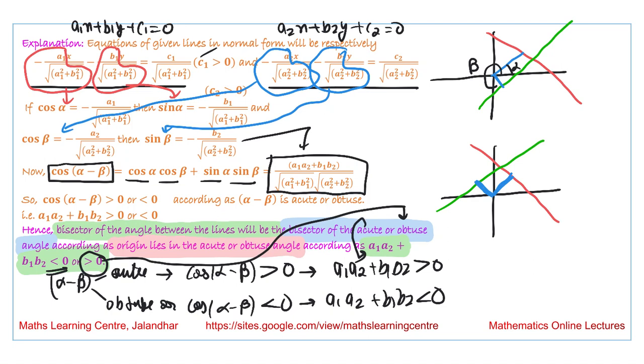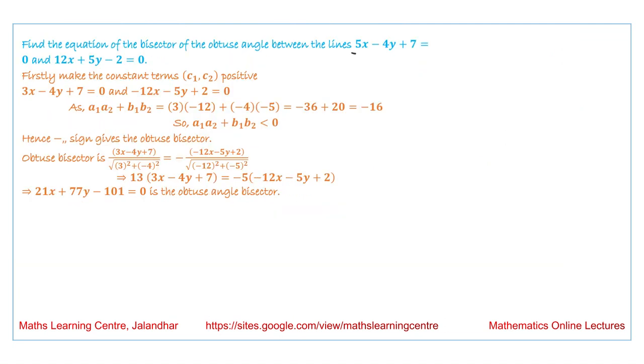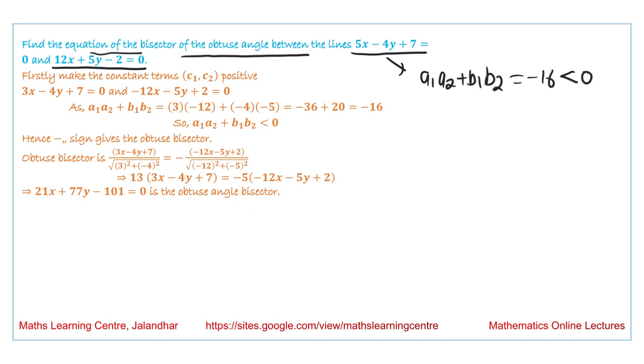So how we are going to apply this, we will see in our next problem. We are given these two equations of lines. We have to find the equation of the bisector of the obtuse angle between these two lines. Corresponding to these two equations, the value of a1 a2 plus b1 b2 is equal to minus 16, which is less than 0.